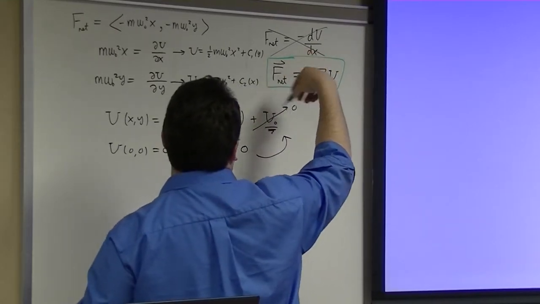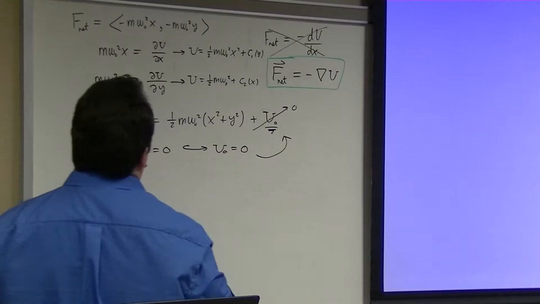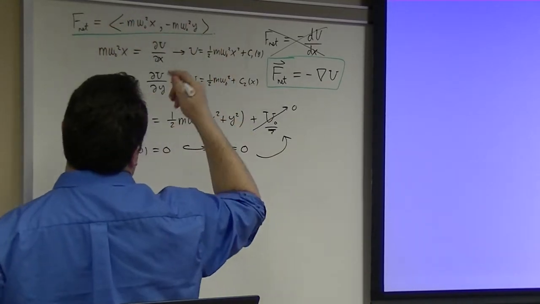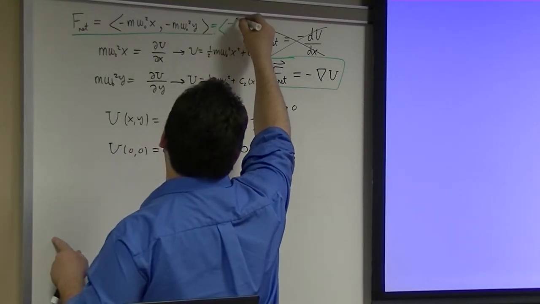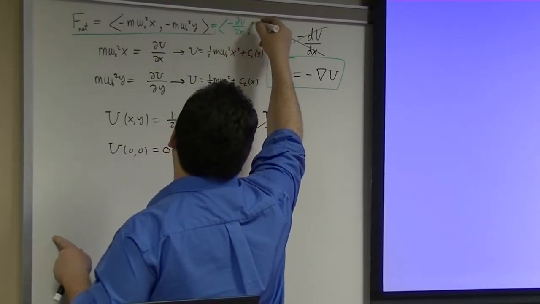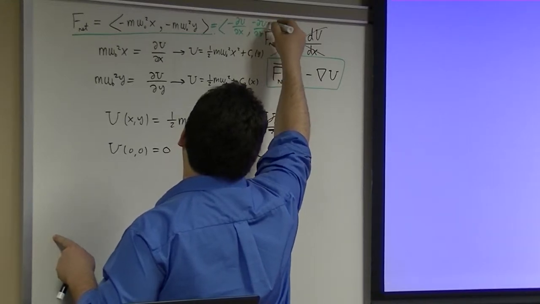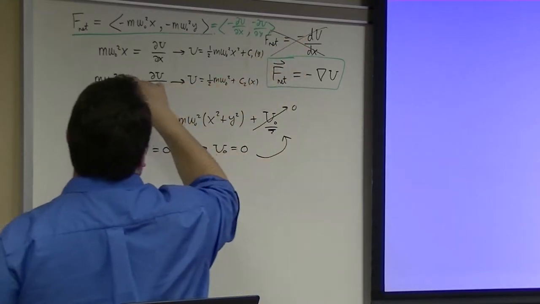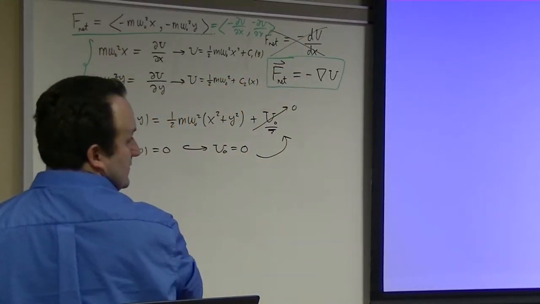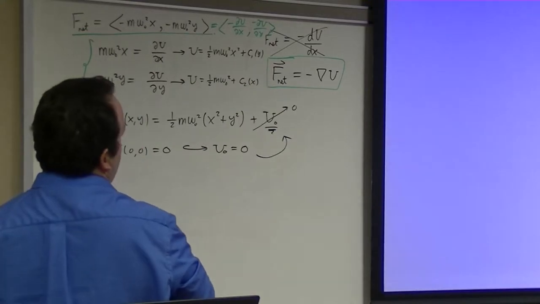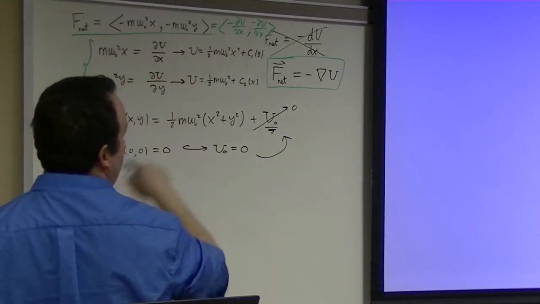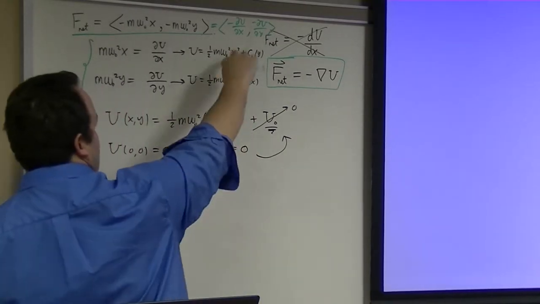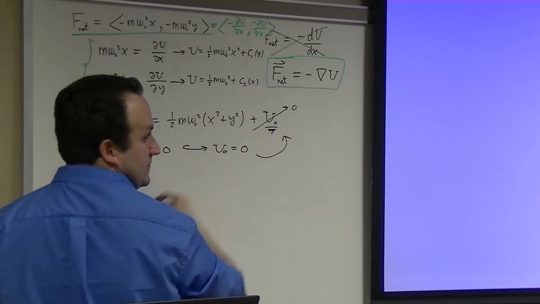We figured out what the net force was in the first part, and we found it was convenient to rewrite it in this way. And so the question is, if this is going to be equal to minus partial u partial x, comma, minus partial u partial y, then what is the potential energy function? What's the u? Well, that amounts to solving these two equations. So integrate both sides with respect to x here, integrate both sides with respect to y here. If you combine these two, it suggests this answer.